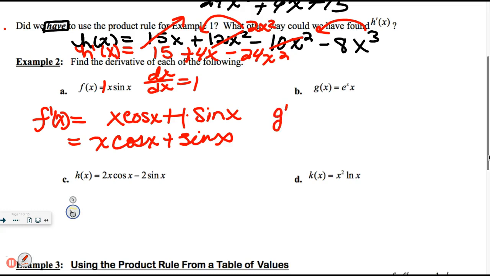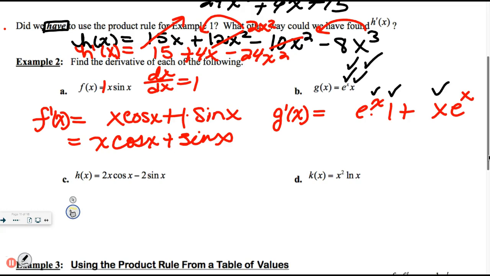So my derivative of g, also known as g prime, is first d second. The derivative of x is 1. First d second plus second. The derivative of e to the x is e to the x. So again, first d second plus second d first. And then I factor out the e to the x and make it a 1 plus x, and I'd be done.